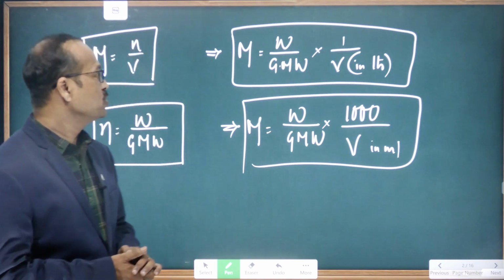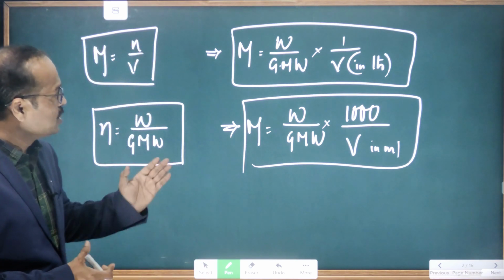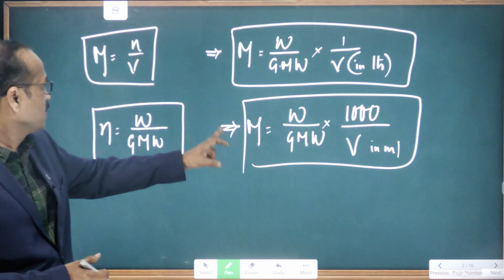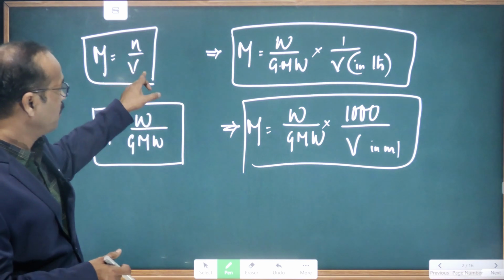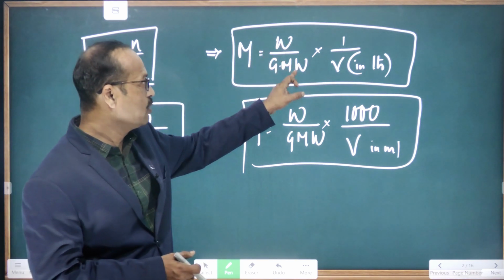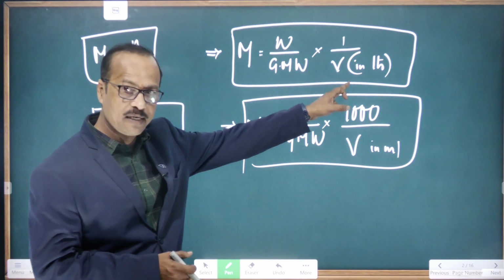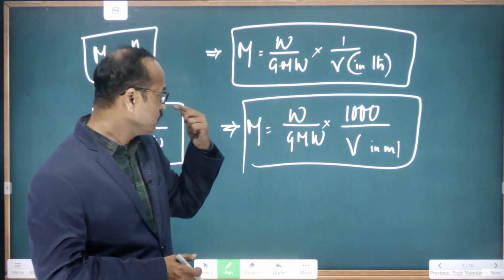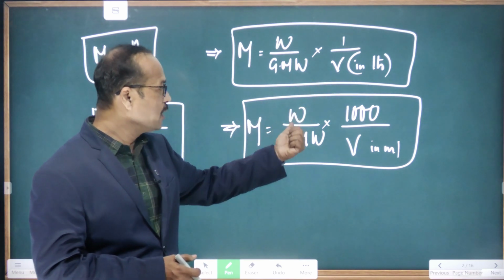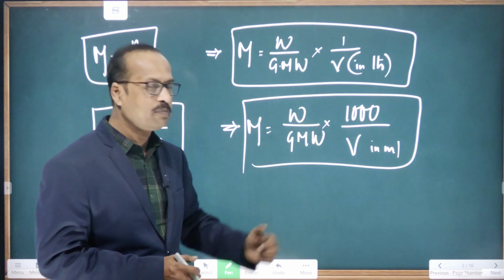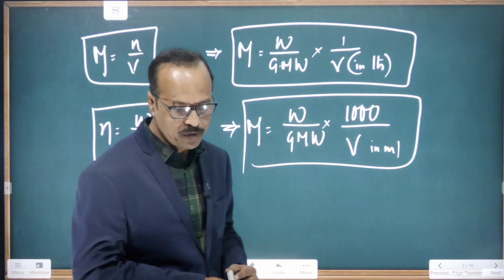Okay, so we can write M is equal to, so here 3 formulas are there, 3 are very important. So M is equal to n by V, M is equal to weight by gram molecular weight of solute into 1 by volume in liters, and molarity is equal to weight by gram molecular weight of solute into 1000 by volume. Like this we can write.